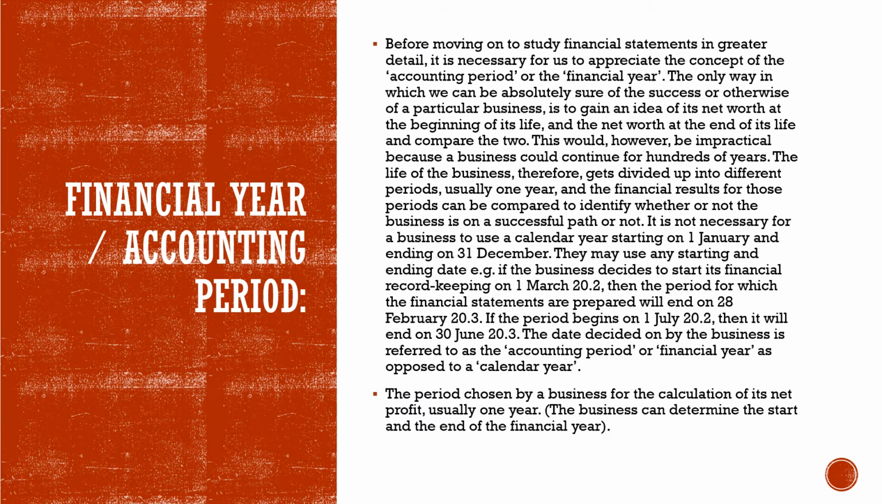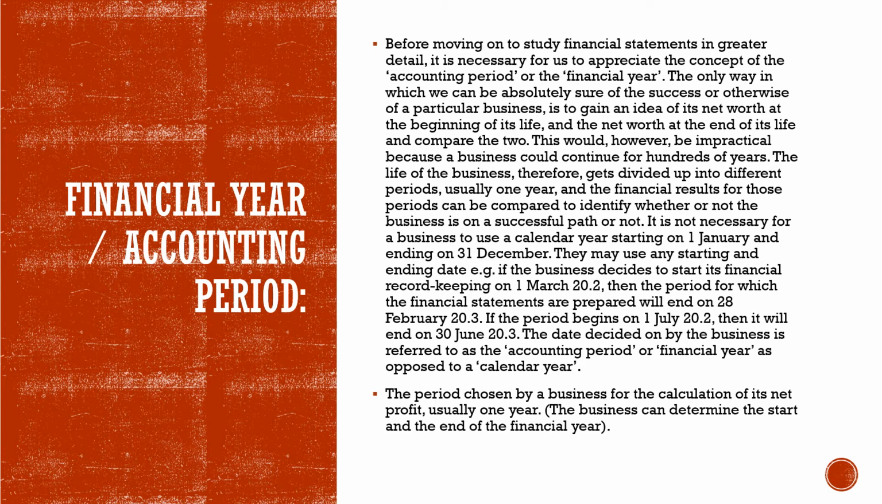For example, if the business decides to start its financial record keeping on the 1st of March 2002, then the period for which the financial statements are prepared will end on the 28th of February 2003. If the period begins on the 1st of July 2002, then it will end on the 30th of June 2003. The date decided on by the business is referred to as the accounting period or the financial year, as opposed to a calendar year. The period chosen by a business for the calculation of its net profit, usually 1 year. The business can determine the start and the end of a financial year.